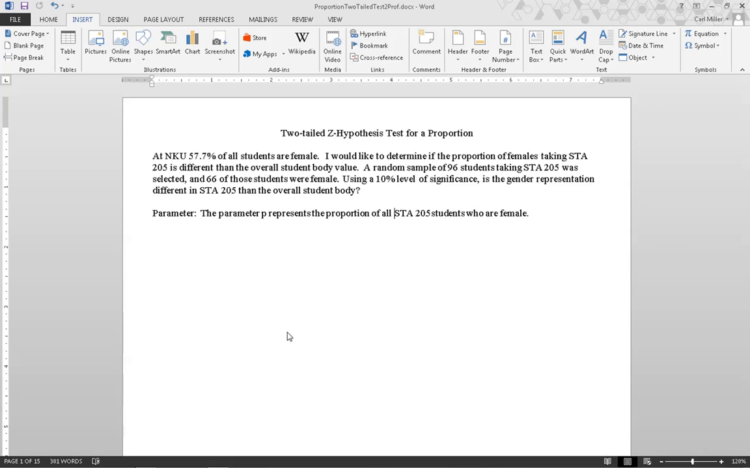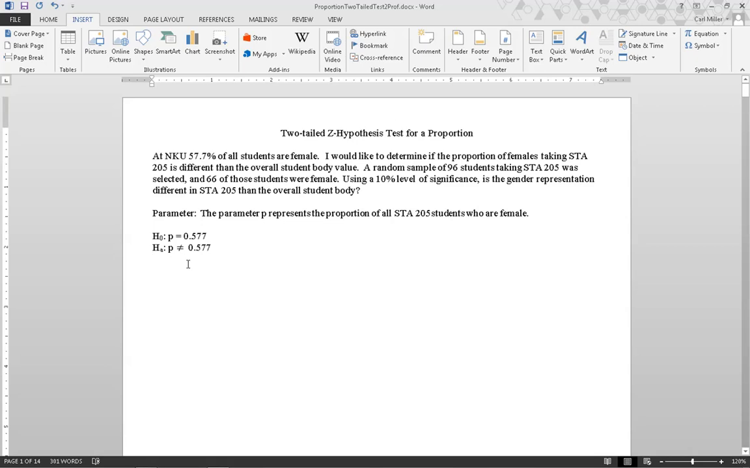The parameter p represents the proportion of all Stat 205 students who are female. In writing the null hypothesis, p equals 0.577. The alternative hypothesis, p is different than, or is not equal to, 0.577.